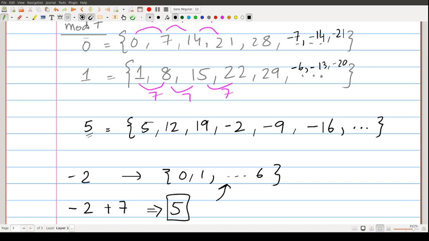Bezout's coefficients don't need to be positive. They can be negative. If A inverse is 5, then S would be 5 too, right? Yes, definitely.